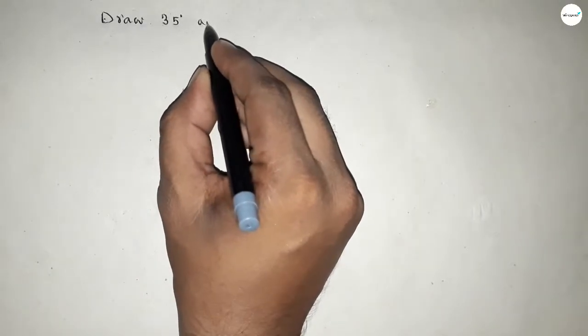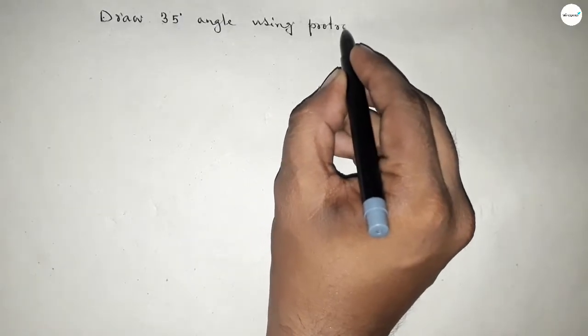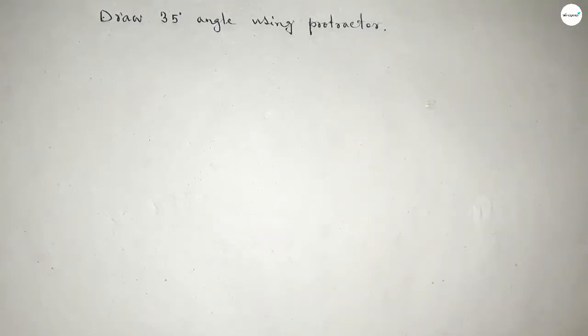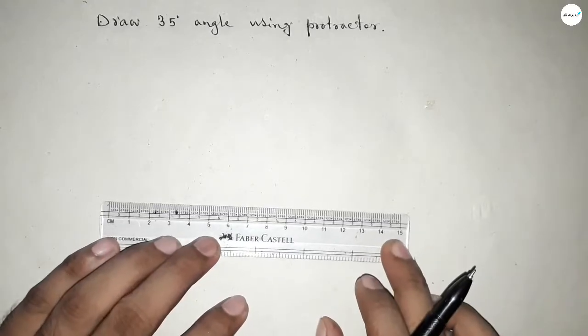Today in this video we have to draw a 35-degree angle by using a protractor. So, constructing a 35-degree angle by using a protractor. So let's start the video.